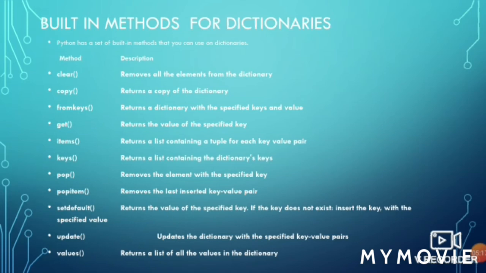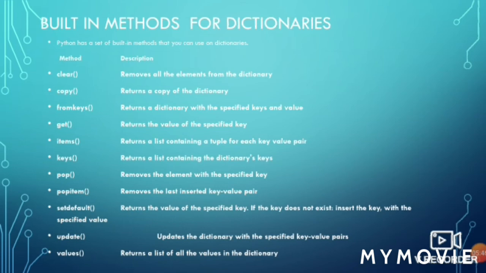Built-in methods for dictionaries. Python has a set of built-in methods that you can use for dictionaries also. First is clear. It removes all the elements from the dictionary. Copy returns a copy of the dictionary. Fromkeys returns a dictionary with the specified keys and value. Get returns the value of a specified key. Items returns a list containing a tuple for each key value pair.